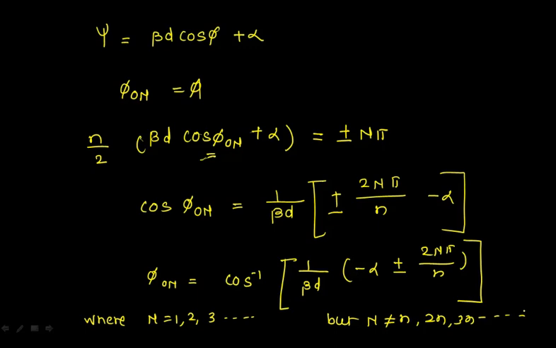ठीक है? आपने ये यहाँ पे n is nothing but the number of elements which you are using in the array. So N is nothing but the number of elements, whereas n is this 1, 2, 3 and so on. ठीक है? Now what will happen if you put n is equal to n, 2n and 3n, that we'll see. But first, why your n is not equal to 0?